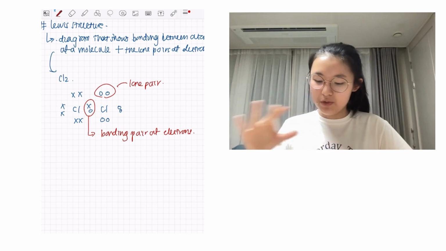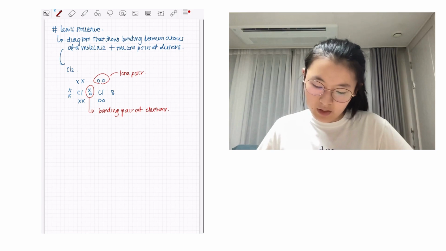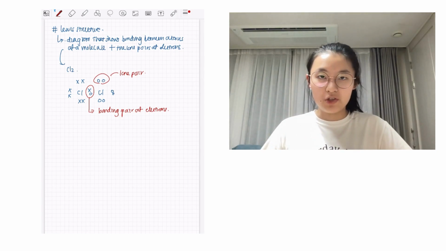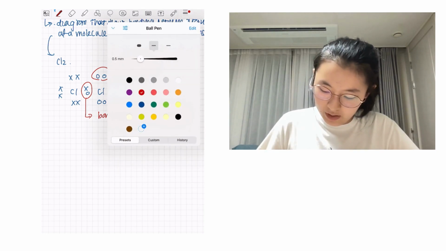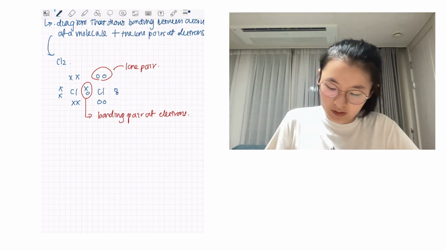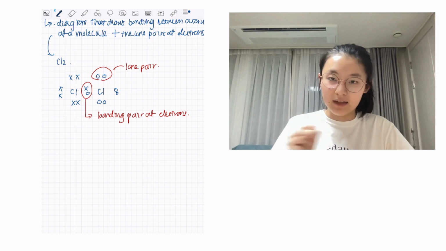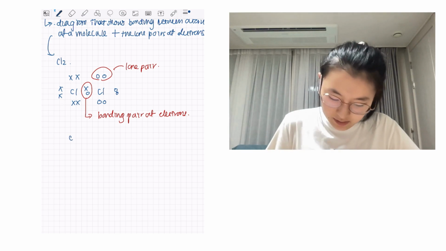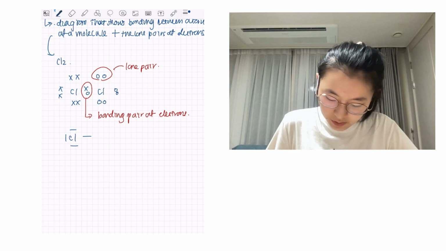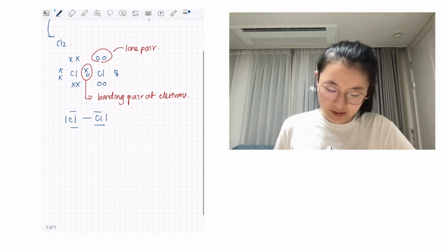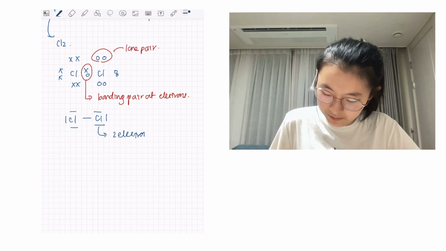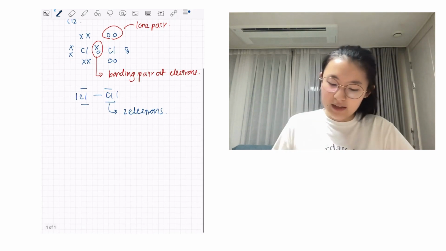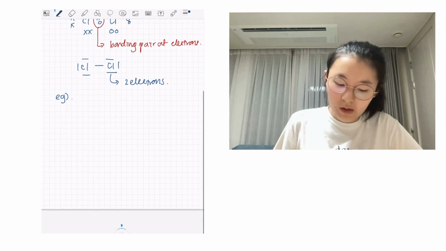Now, although we can use this elaborate diagram to represent the Lewis structure of the chlorine molecule, there's a much easier way to draw this, and that would be to represent a pair of electrons as a single stick. So if we were to use a simplified version of the Lewis structure diagram, it would look like this, wherein a single line represents two electrons. Knowing that, let's look at a couple of other examples of molecules.